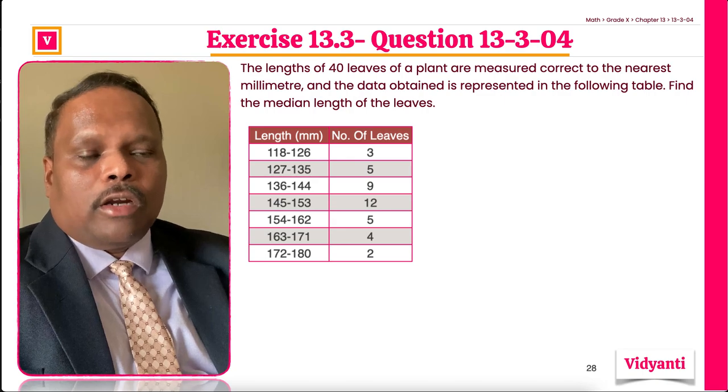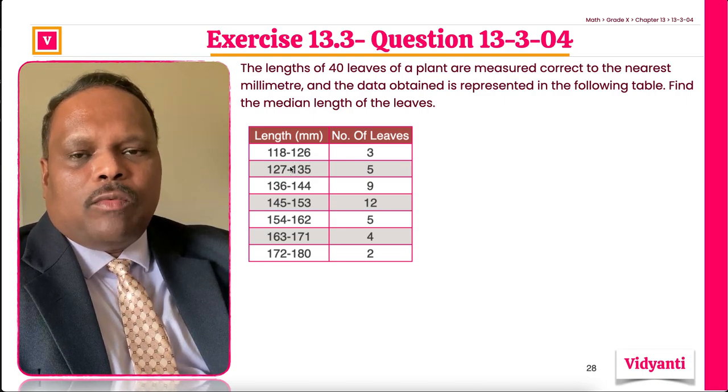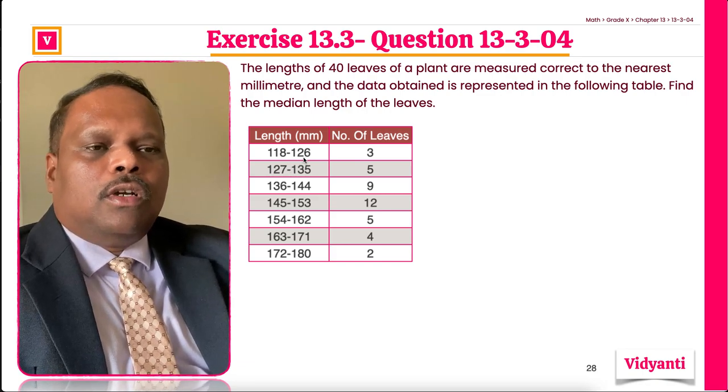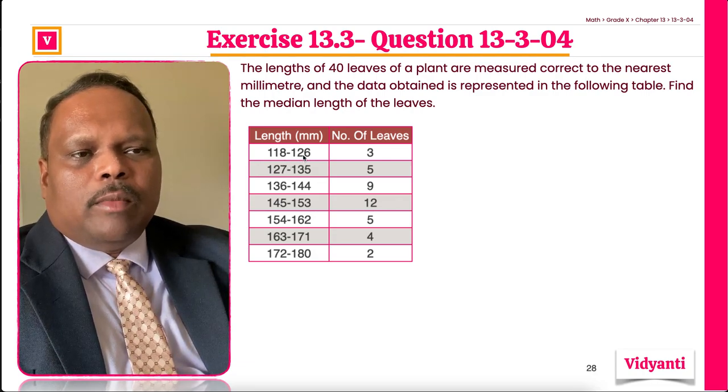Here it is not. For example, this is 126, this is 127, there is a gap of 1 millimeter. So we have to stretch so that no class interval is having a gap. So since the gap is 1 millimeter, 126 is the end point of the previous interval, 127 is the beginning of the next interval. So that 1 millimeter gap you have to cover, and this is true for any two subintervals.